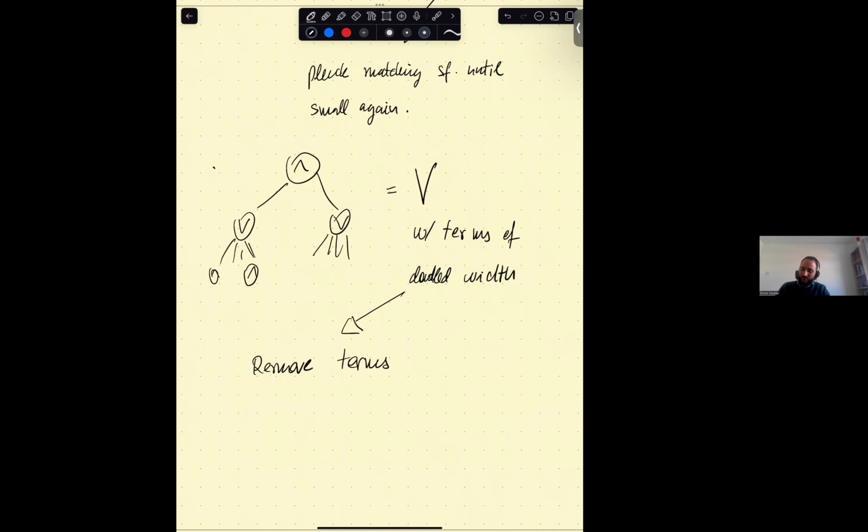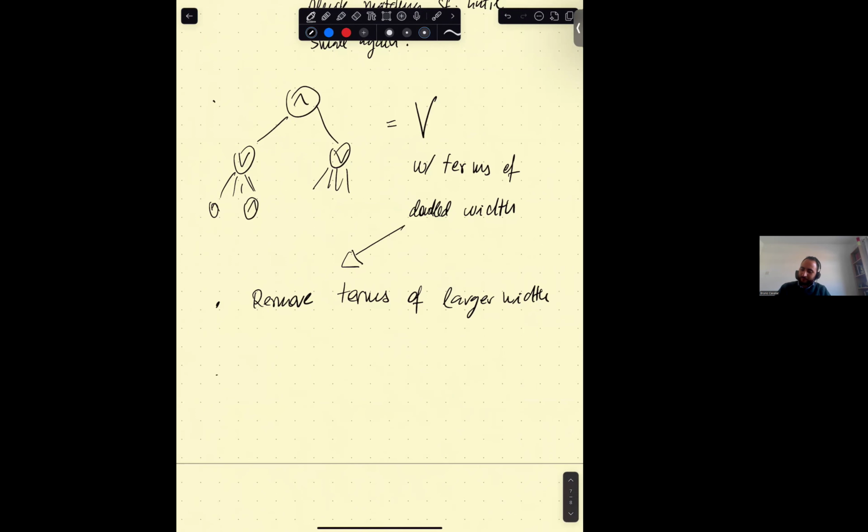This is also what you do in many applications of the approximation method: you remove terms of larger width. If some term crosses the width threshold that you set, which here is going to be something like n to the 1/3, then just remove that term. The reason you don't make a lot of mistakes is because the set of matchings are very spread.